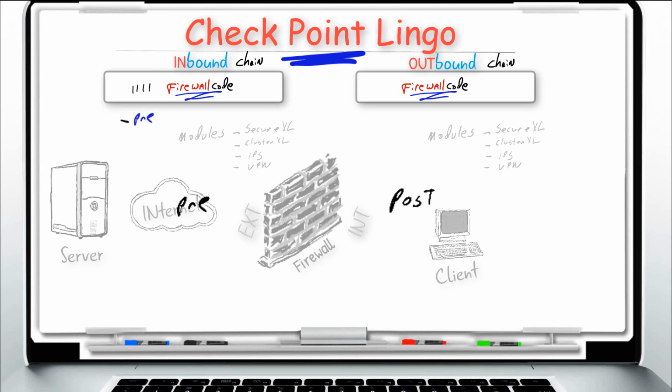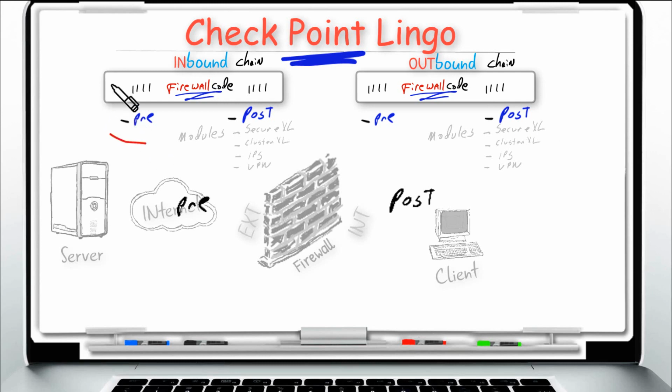Or if some module code or functionality is dropping the packet after the firewall code in the inbound chain, we call it the post-inbound. The same thing applies to the outbound chain. We refer to any chain inspection code before the firewall code in the outbound chain as pre-outbound, and after the firewall code as post-outbound.